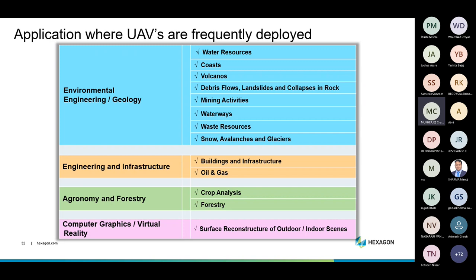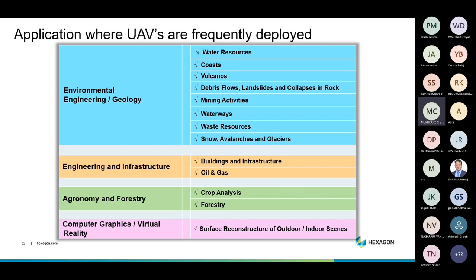So these are the different applications where UAVs are frequently deployed, like water resources, coastal monitoring, coastline monitoring, volcano monitoring, volcanic eruptions, debris flows, landslides, then mining activity, waterways. All of this comes under environmental engineering and geology, where we have UAV applications. Then if you are talking about engineering and infrastructure, there are buildings and infrastructure where we use the UAV, violent gases are there.